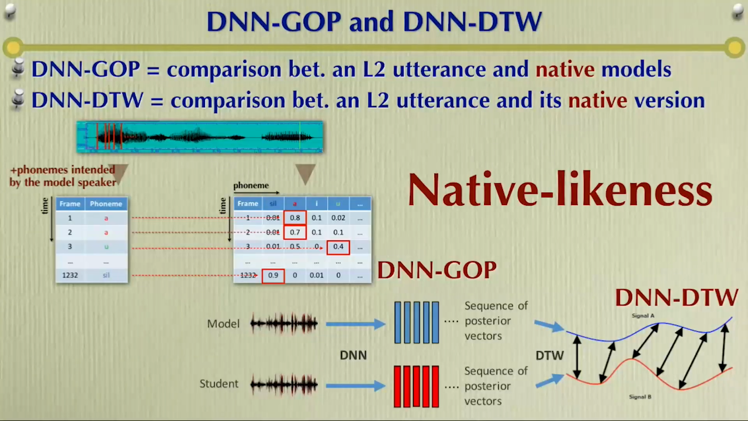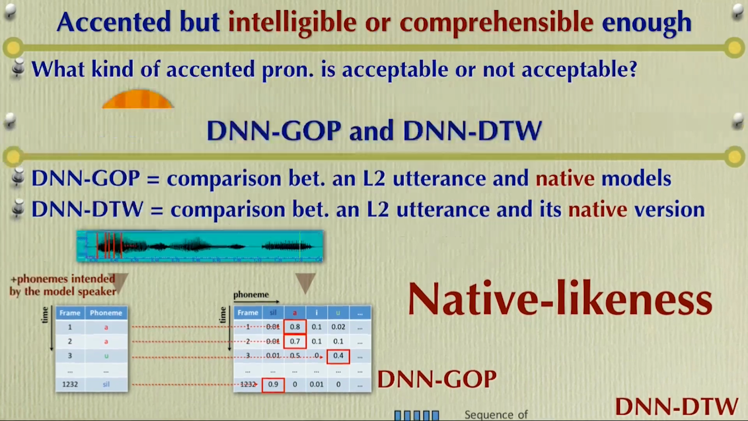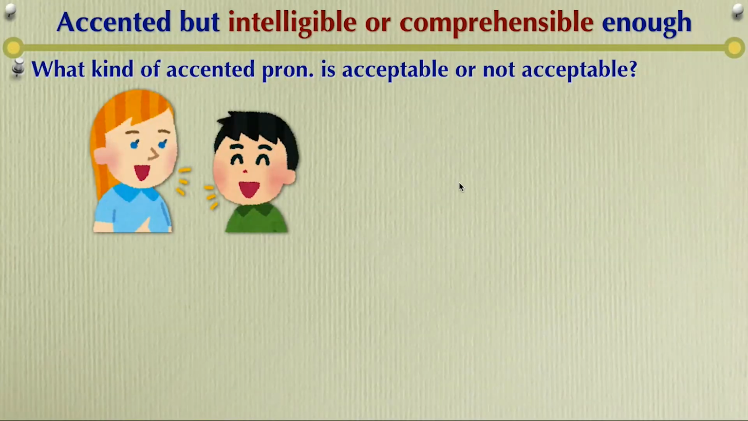So the native likeness approach can be accepted by some learners who want to become really like native speakers, but many teachers say, no, no, no. So what kind of strategy should be introduced? Everybody is speaking accented English. But if that accented English is intelligible enough or comprehensible enough, it's okay.